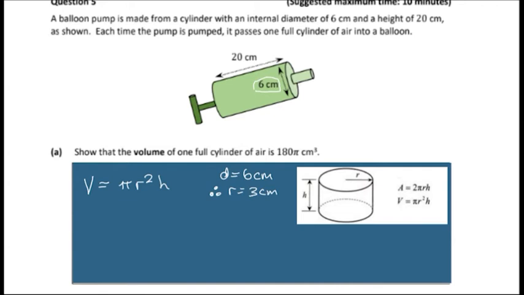As you can see, the height there is 20. So pi by 3 squared by 20. So 3 squared is 9, and 20 by 9 is 180. So therefore, we got 180 pi centimeters cubed, as it's a volume.